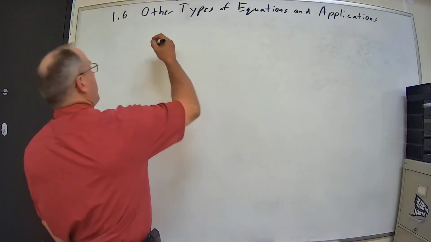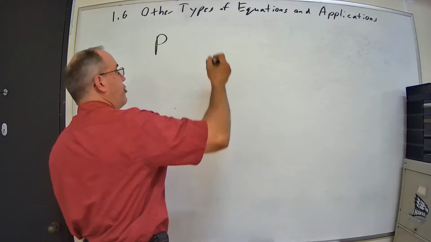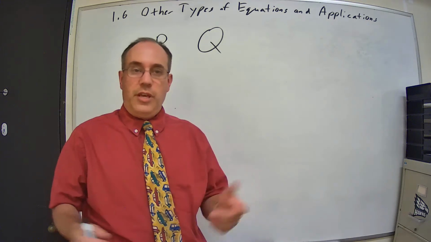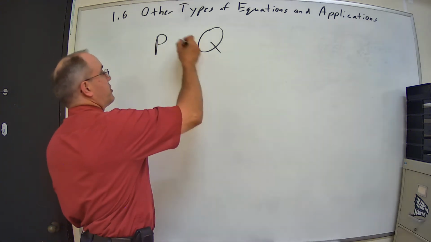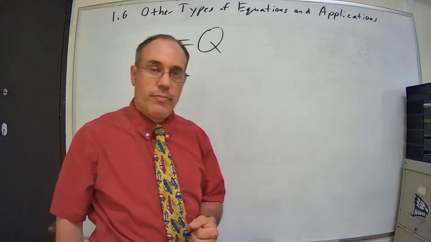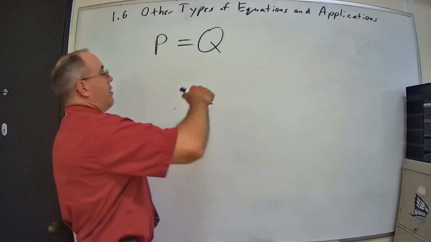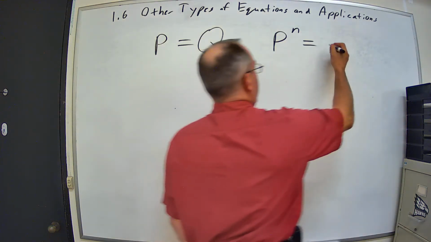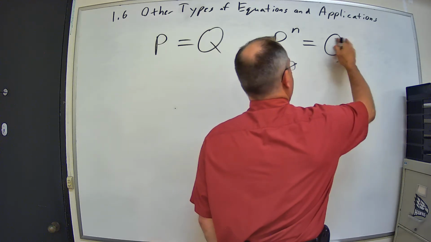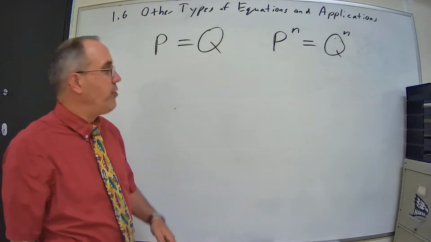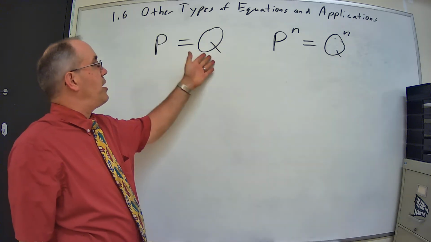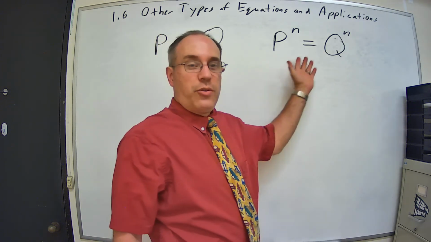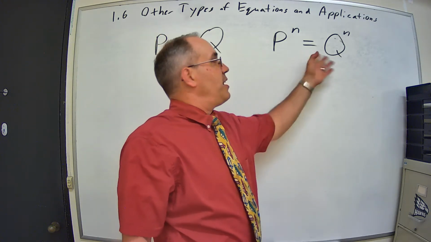if P and Q are two expressions, and they are equal to each other, then if I take P and raise it to the power n, and Q and raise it to the power n, then all the solutions of this equation, P equal to Q, will be solutions to this equation, P to the n equal to Q to the n.